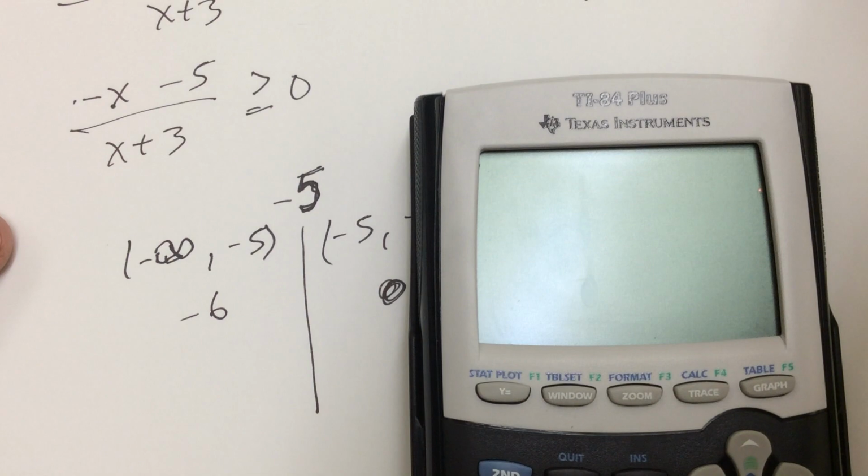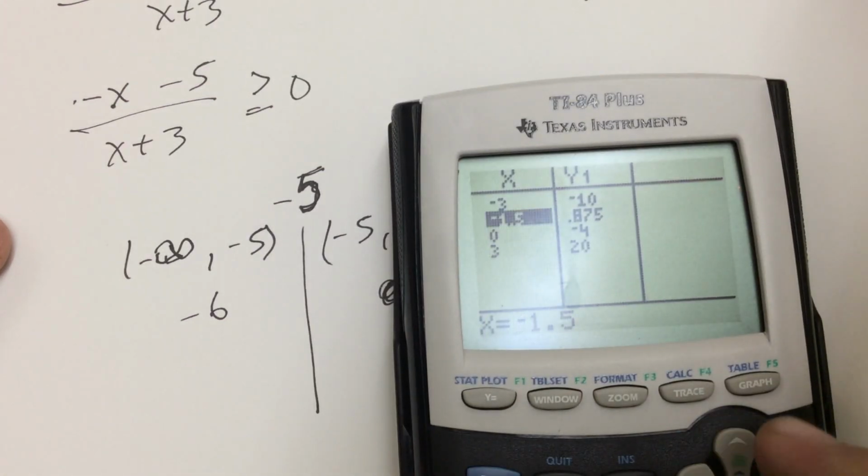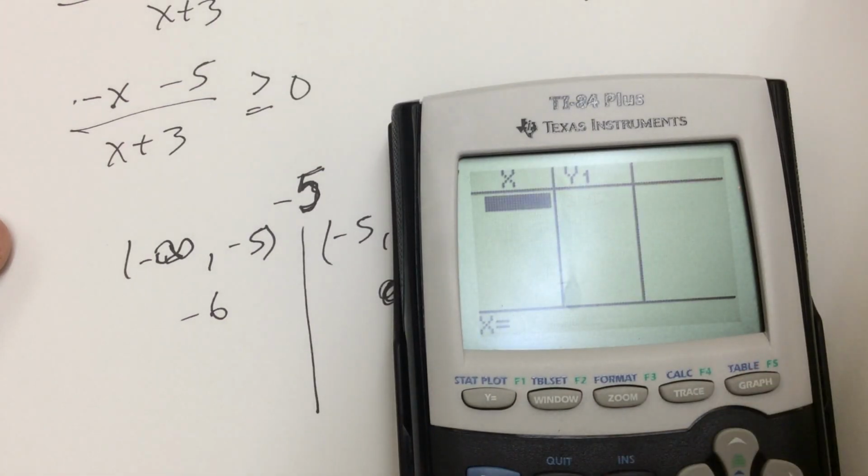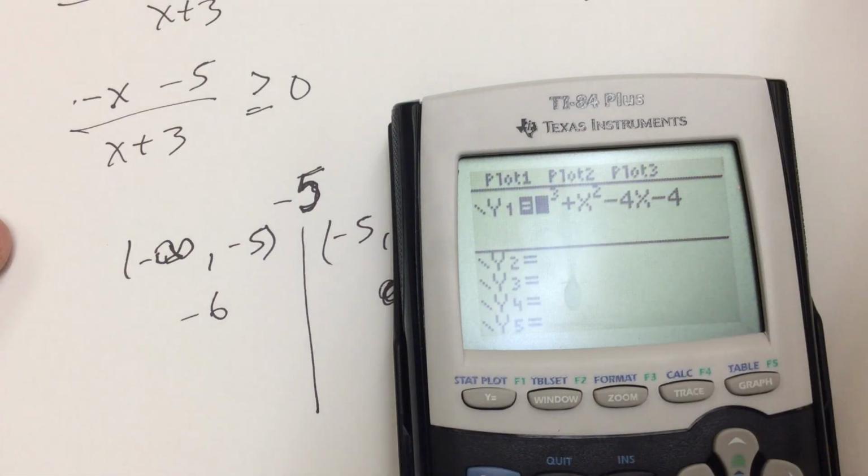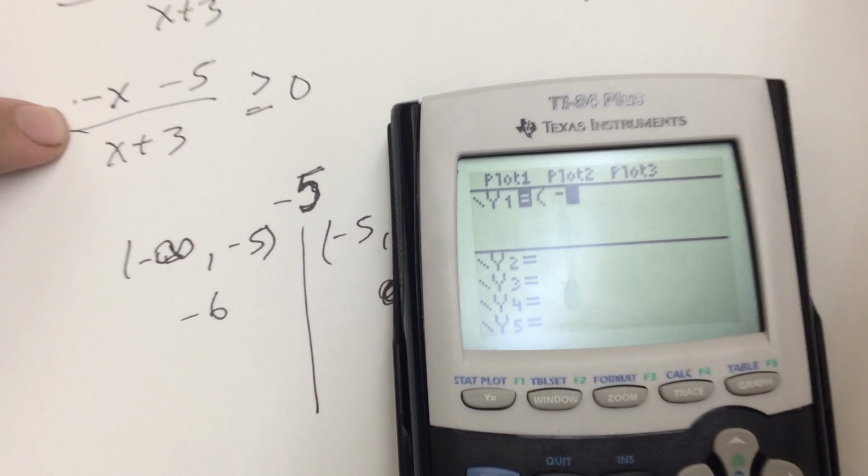So again, the calculator comes in handy. Going to delete these out, go back to my y equals, and clear that out. So I'm going to put this in here, but when we do it, we have to put the entire top in a set of parentheses. So parentheses, negative x minus 5, close the parentheses. And we divide and put the entire bottom in a set of parentheses: x plus 3.